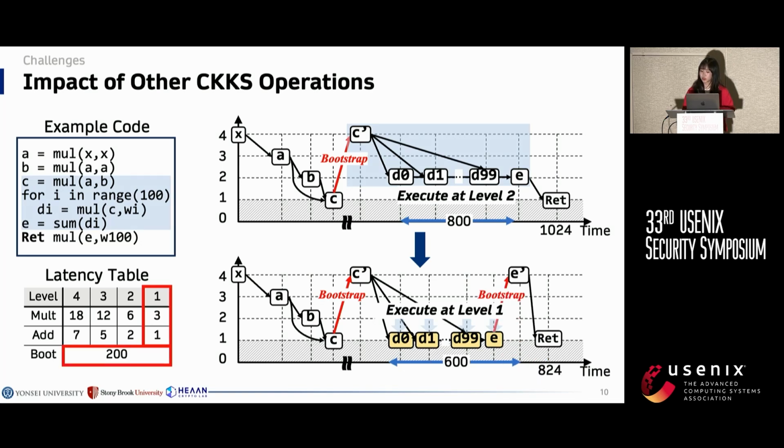Adding bootstrapping to E provides optimization chances to reduce the levels of the other operations. By reducing the levels of this part to level 1, the latency can be cut down from 800 to 600, even though we have one additional bootstrapping. As a result, the plan below has better overall latency.